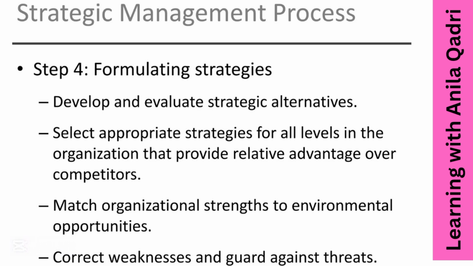Strategic management process. Step 4. Formulating strategies. Develop and evaluate strategic alternatives. Select appropriate strategies for all levels in the organization that provide relative advantage over competitors. Match organizational strengths to environmental opportunities. Correct weaknesses and guard against threats.